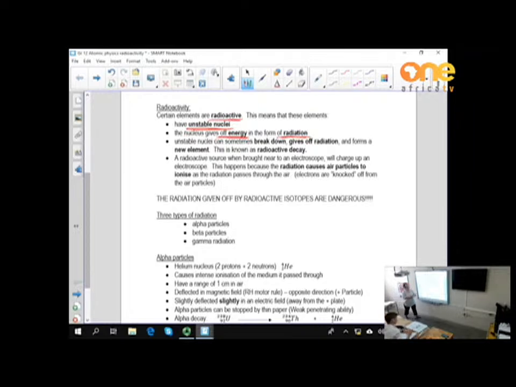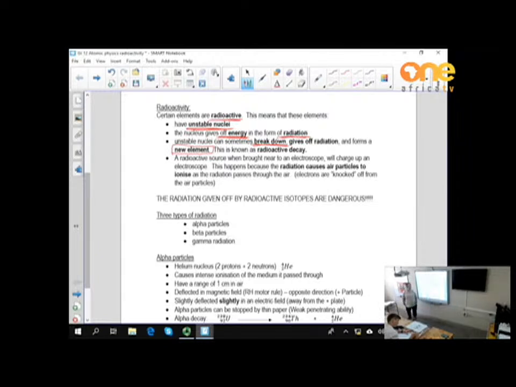All right. Unstable nuclei can sometimes break down. They literally shoot out a particle. And then it gives off radiation, and it can form a new element. I don't know if you've ever read up about the old alchemists. They tried to change lead into gold. All right, they were never successful. But for example, uranium, which is radioactive, gives off energy and it keeps giving off energy or radiation until eventually it ends up as a very stable element, lead.